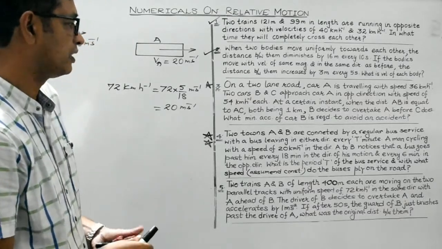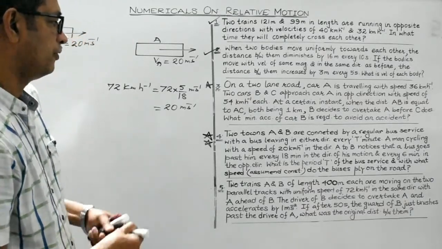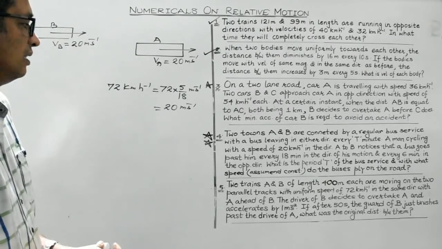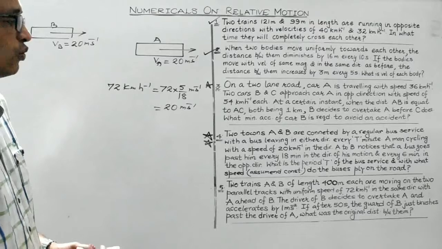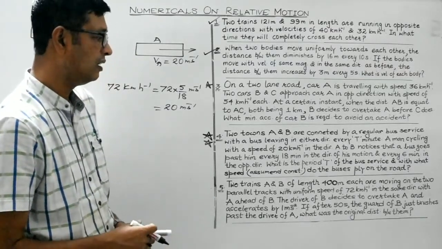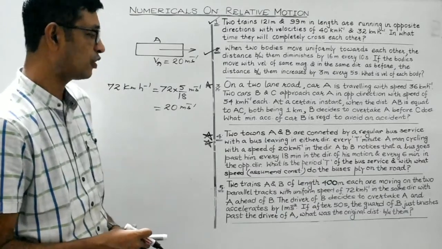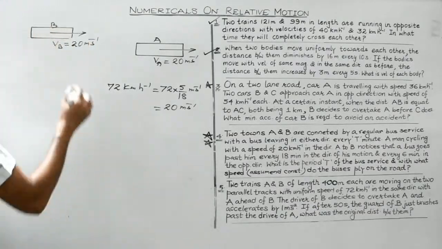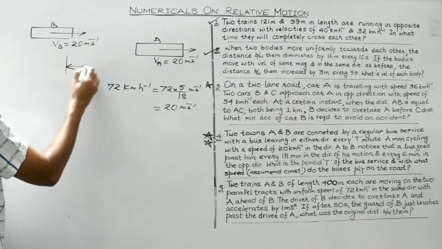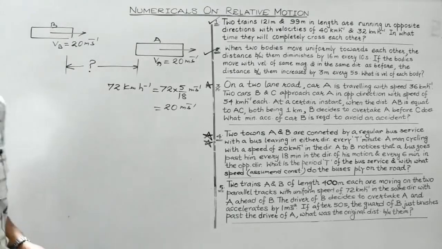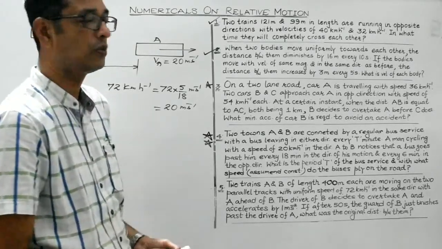So the driver of B decides to overtake A and accelerates by 1 meter per second square. If after 50 seconds the guard of B just brushes past the driver of A, what was the original distance between them? We need to find out the original distance between them. This distance is to be found. Right? This is the distance which needs to be found.